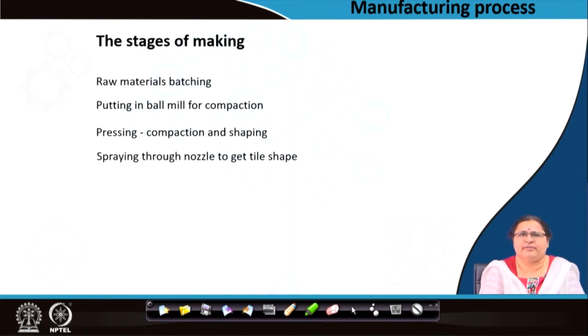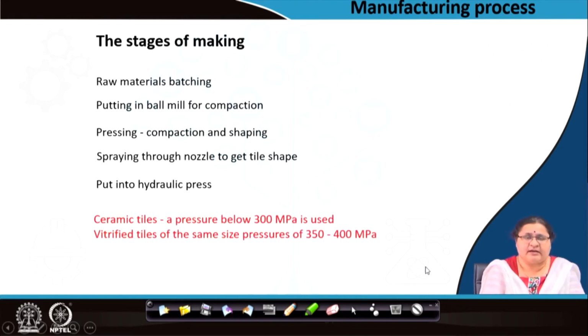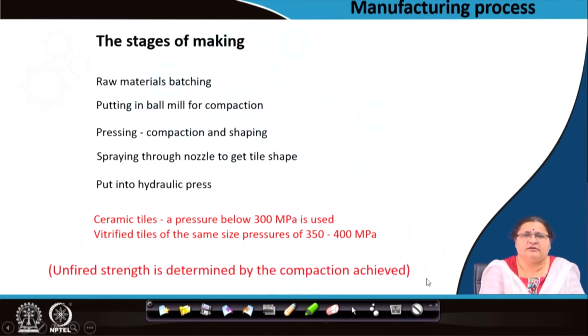Now, these are shaped by pressing through nozzles, and on top of it the spraying is done, the final coating. The entire thing is again put into the hydraulic press, and as I told you, the ceramic tiles get a pressure of around 300 MPa, whereas the vitrified tiles get a pressure of 350 to 400 MPa, and the entire thing now goes for firing. Here it is written that the unfired strength is determined by the compaction achieved. So, the compaction process is very important in the making of tiles, that leaves it less and less water absorbent.